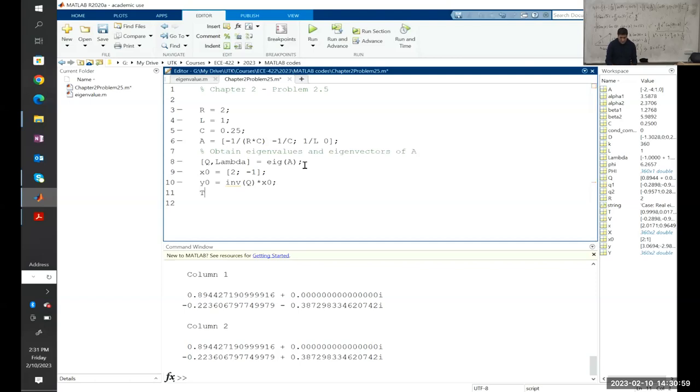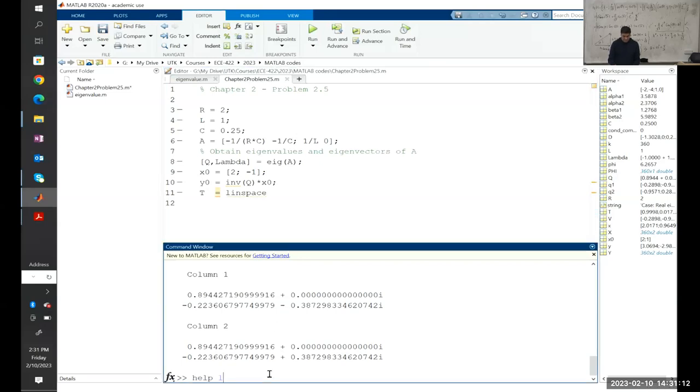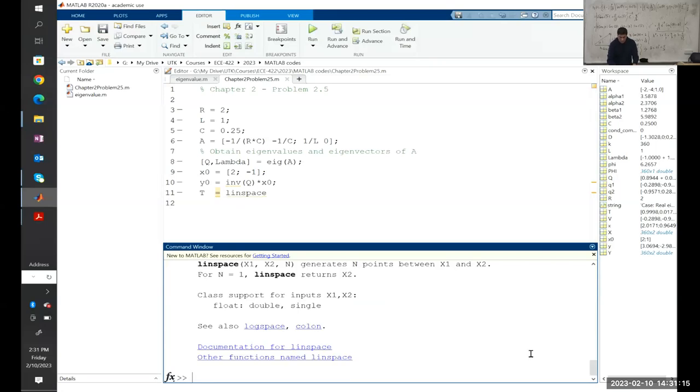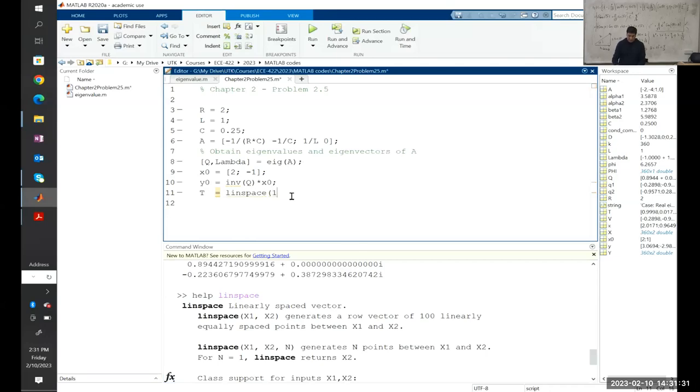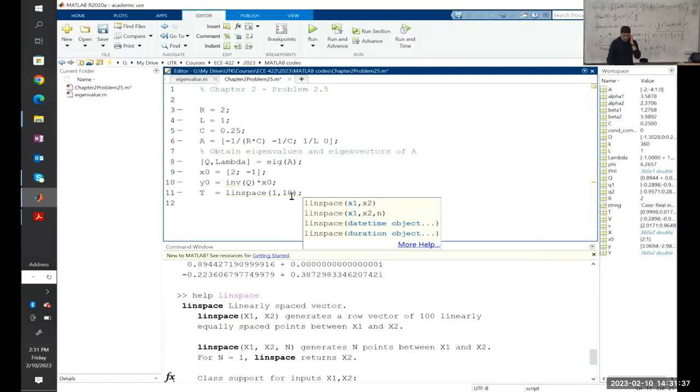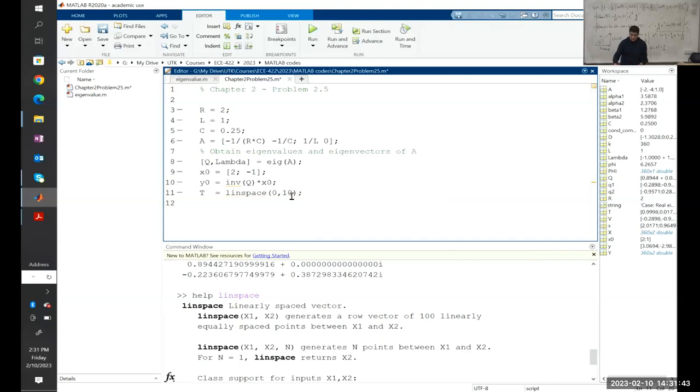We will use discrete time. So that vector is going to be capital T, and then here we are going to use linspace, and we can check what is linspace right here. How you use linspace? Generate a row vector of 100 linearly equally spaced points between x1 and x2. So we can define this 1 and 10 maybe. Let's see what we get. So we will have 100 different points from 0 to 10. So 0 to 10 seconds.